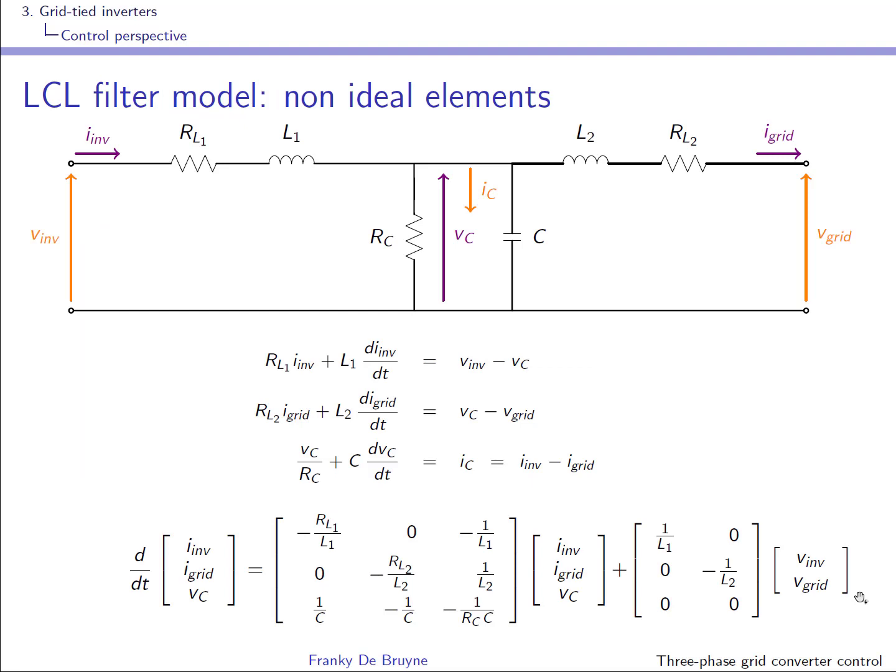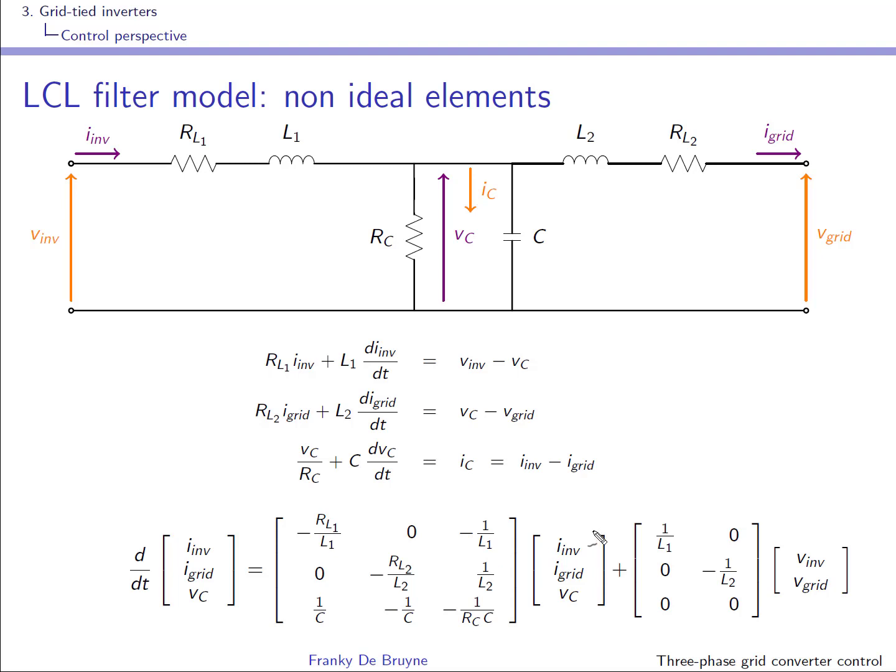Well, in reality all elements are non-ideal, so you'll have to add some kind of a resistance in series with L1 to take that into account, and you'll have to do the same thing for L2. And also the capacitor is non-ideal, so you'll have to take a resistance in parallel. And we've seen during the course on state space control how you can transform your state space description to take that into account.